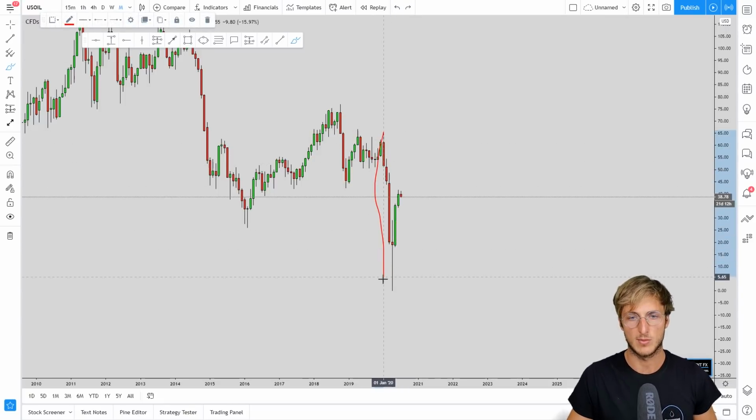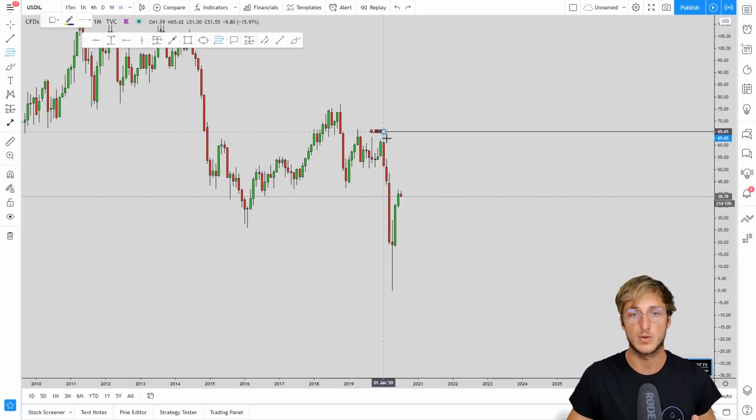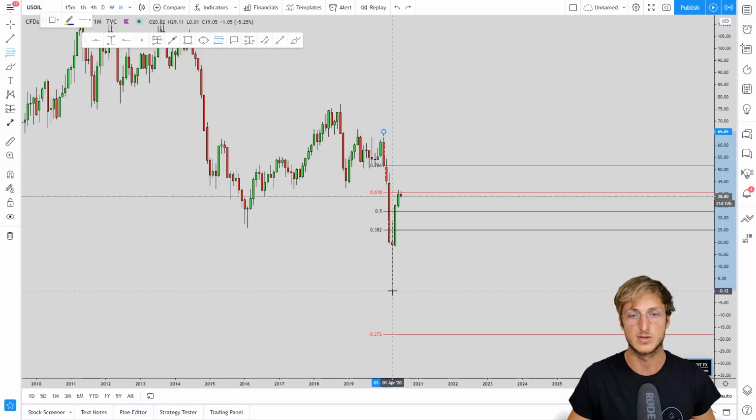So we have a beautiful impulse, we have a beautiful retracement, and after an impulse, if you want to measure the retracement, what are you supposed to be doing? Taking your Fibonacci from the high to the low of the impulse. And what we can see is that the market retraced exactly to the 0.618, which is the golden ratio of the Fibonacci taken on the impulse.